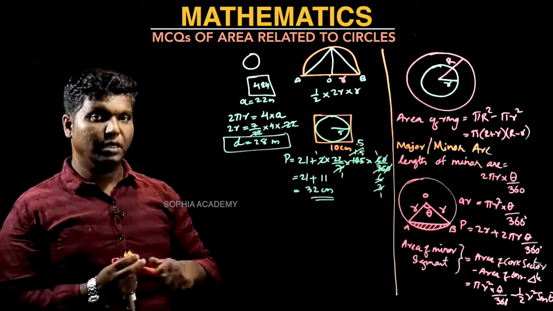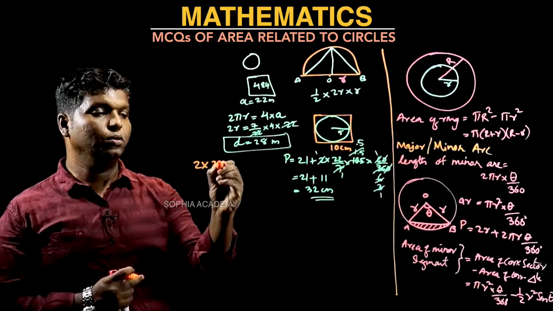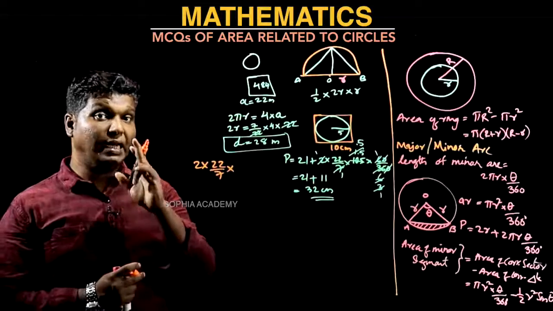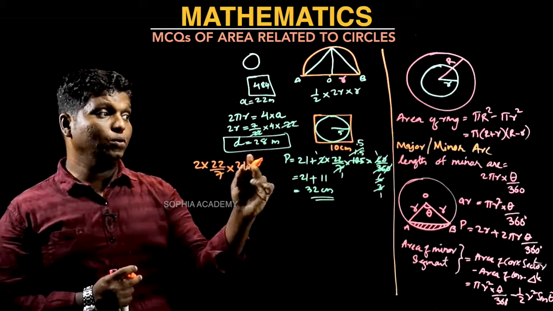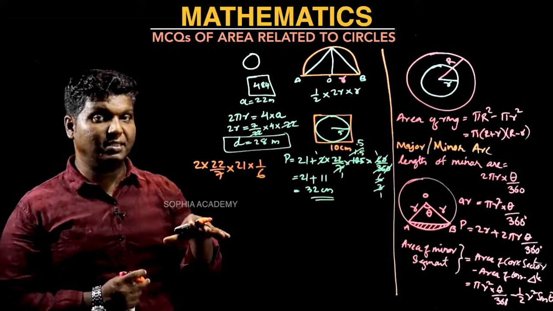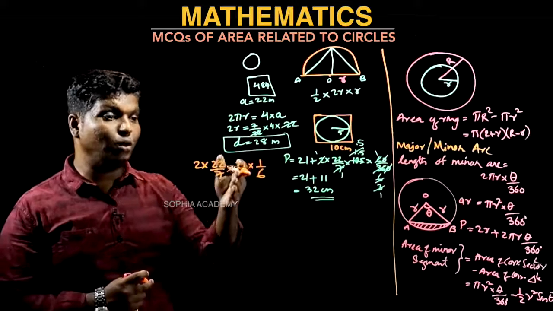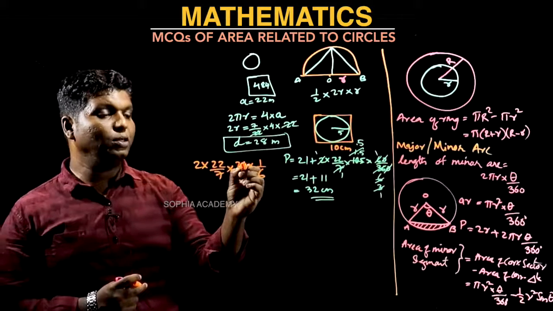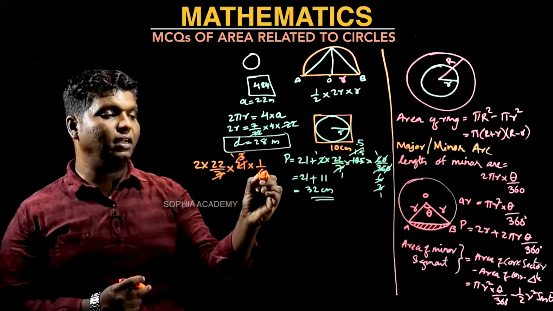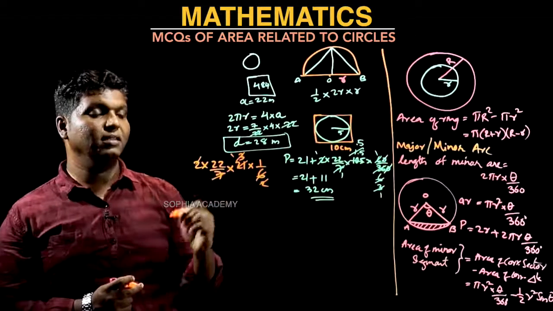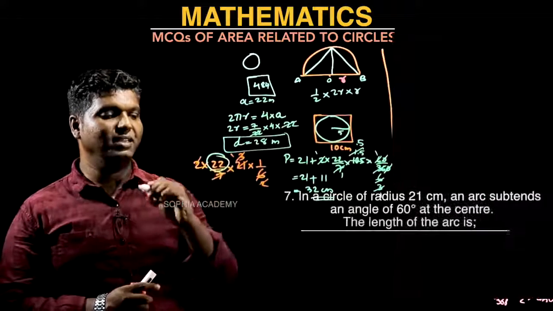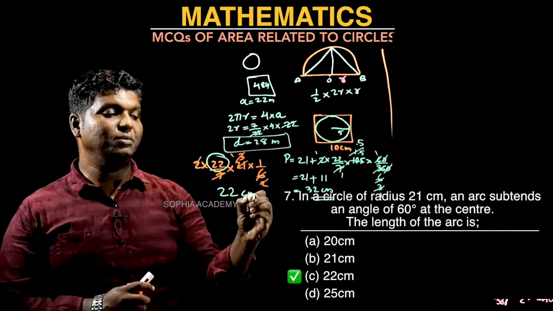So 2 into 22 by 7 into radius r. What is the radius given here? It's 21. Into the last portion theta by 360. I told you right now it is 1 by 6, because it was 60 by 360. Cancelling 0 and 0, 6 and 36, you got 1 by 6. Now tell me, 7 and 21 will be cancelled. This will become 3. 3 and 6 will get cancelled, 3 ones are 3, 3 2s are 6. 2 and 2 will get cancelled. Finally, what is left? Only 22 is left, right? So this 22 is the answer. You can say 22 centimeter.